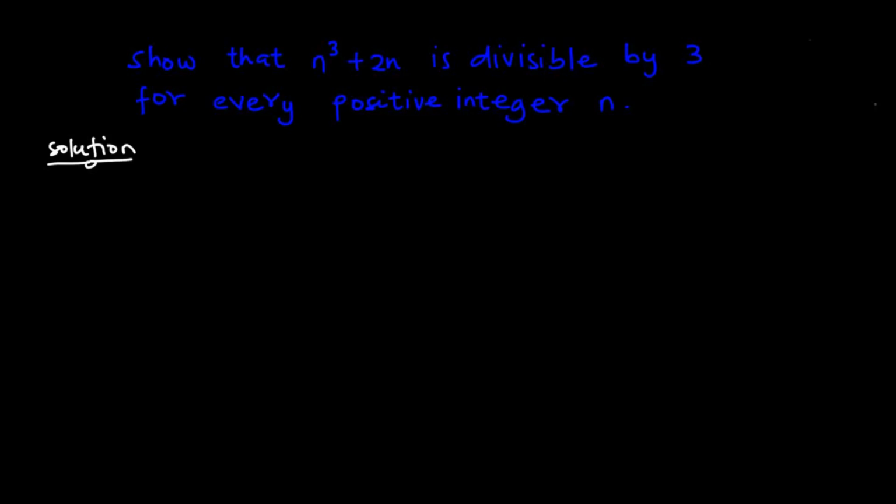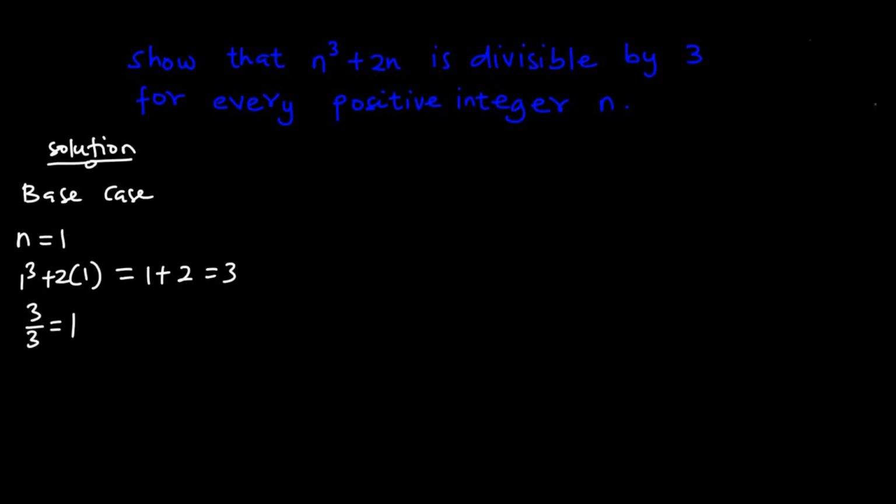The first thing you have to do is the base case. You are going to test whether n to the power 3 plus 2n is divisible by 3 when n equals 1, which is the first positive integer in this case. So we have 1 to the power 3 plus 2 multiplying 1, which equals 1 plus 2, which equals 3. I'm going to check if 3 is divisible by 3, and that is true because 3 is divisible by 3.